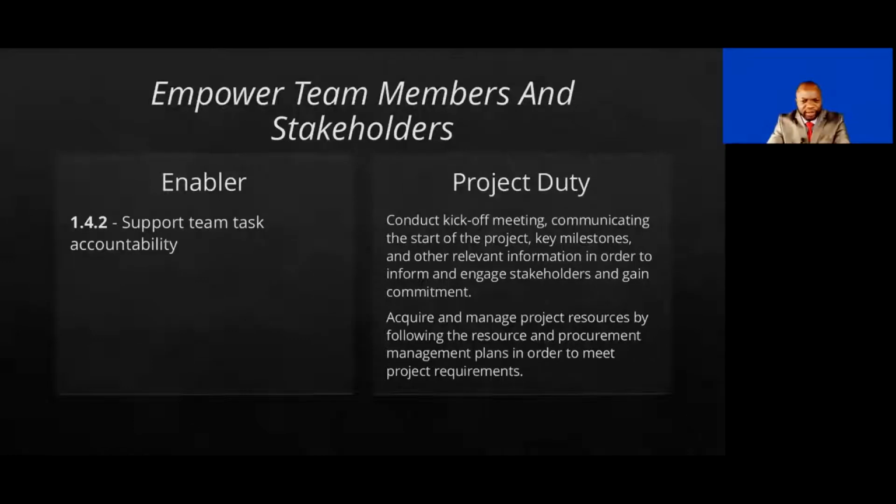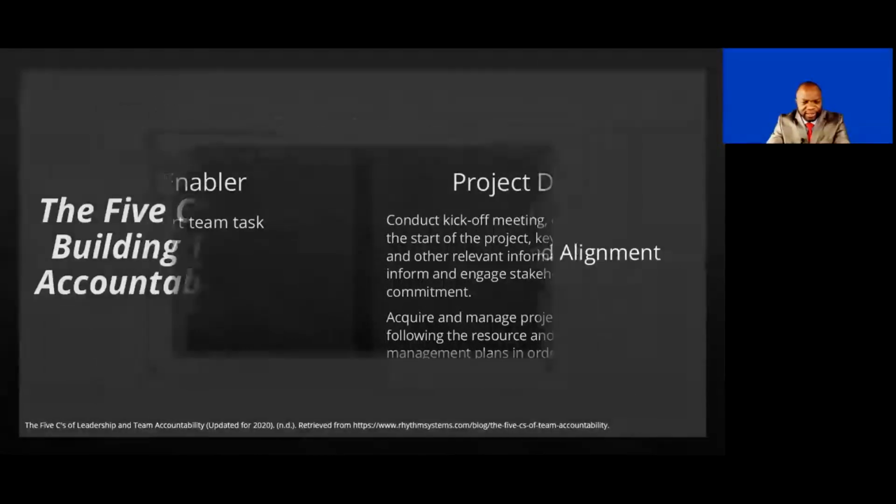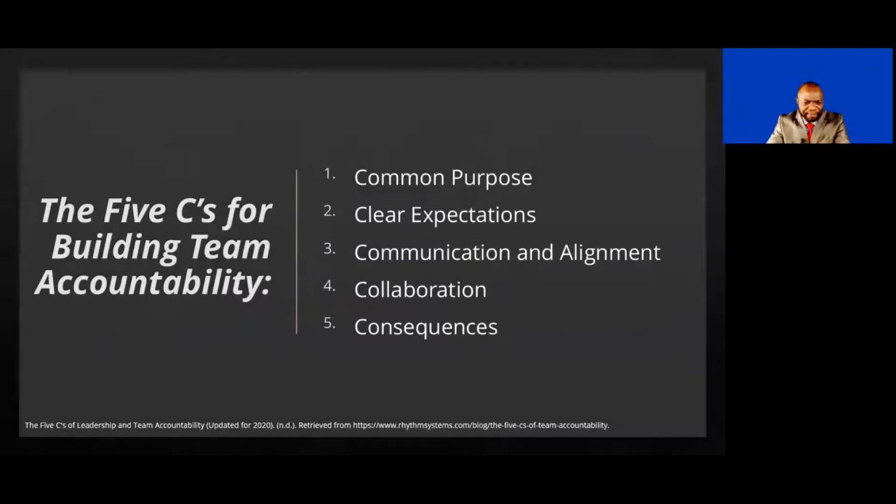I want to very quickly go over the 5 C's for building team accountability, because that will help you understand accountability a bit more. Another word for accountability, by the way, is the approving authority. So if someone is the approving authority for a task, it means you're saying they're belly button accountable for it. So to do this, we need to understand the common purpose, set those clear expectations. We need to communicate and align team members. We need to collaborate, and they also need to understand the consequences.